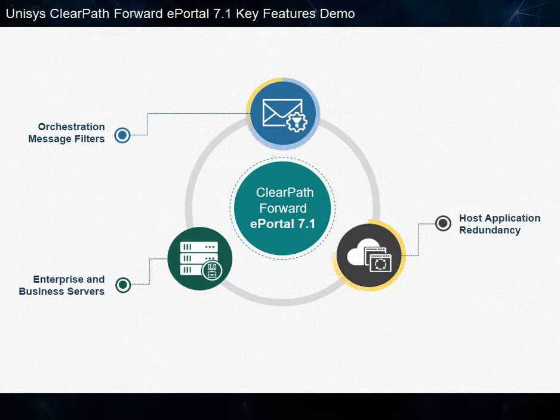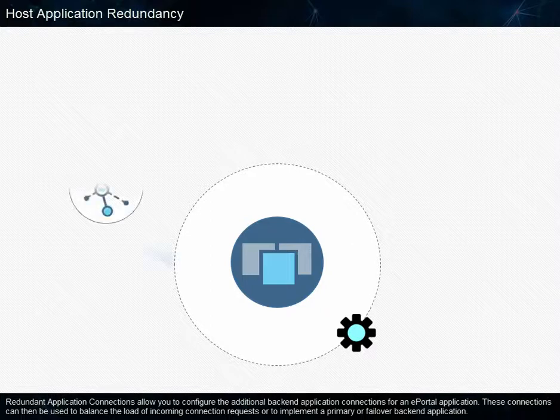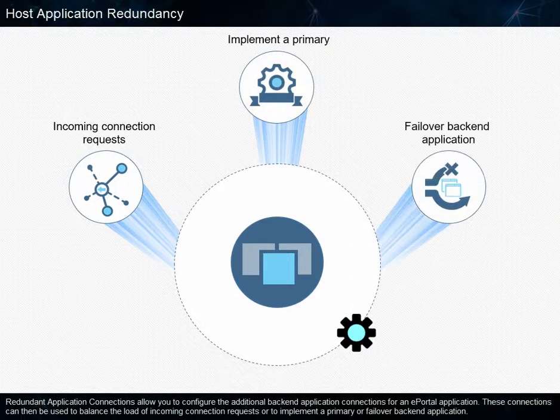Host application redundancy. Redundant application connections allow you to configure the additional backend application connections for an ePortal application. These connections can then be used to balance the load of incoming connection requests, or to implement a primary or failover backend application.